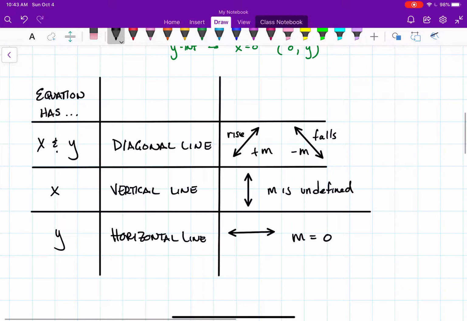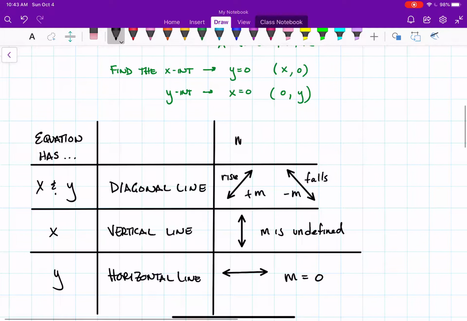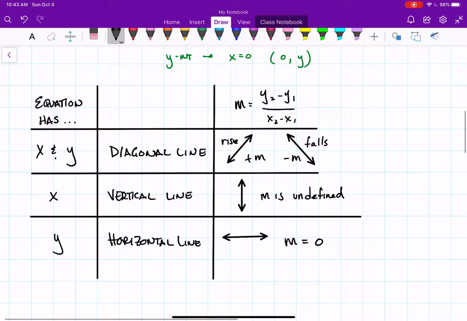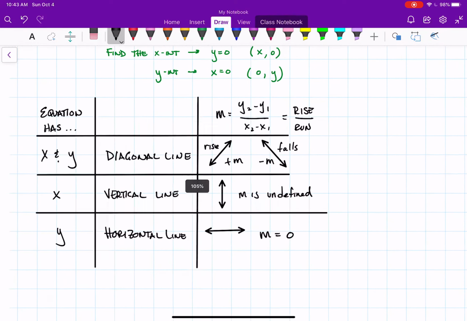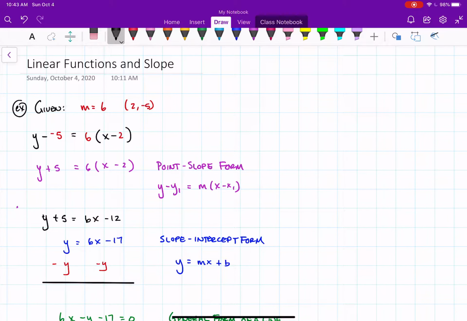So what else do we know about slope? Well, slope we know as y2 minus y1 over x2 minus x1. And we also know this to be rise over run. That should cover everything with this particular section.